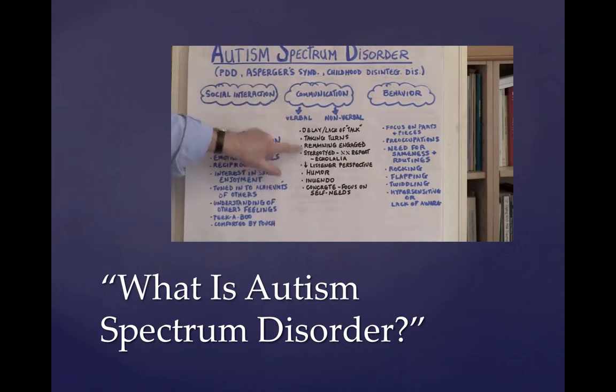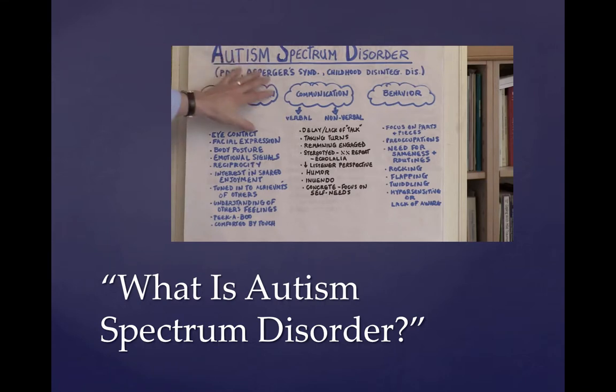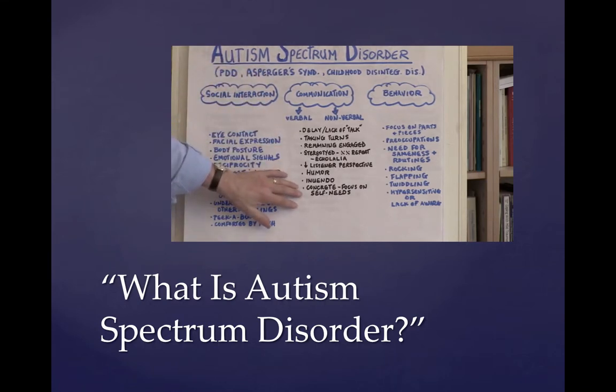Again, in the communication domain, individuals with autism have difficulty taking the listener perspective. They have difficulty understanding and responding to humor. Innuendo is very difficult for them. And again, as mentioned before in the social interaction area, they tend to be concrete and focus on their self-needs as opposed to the needs of others around them.